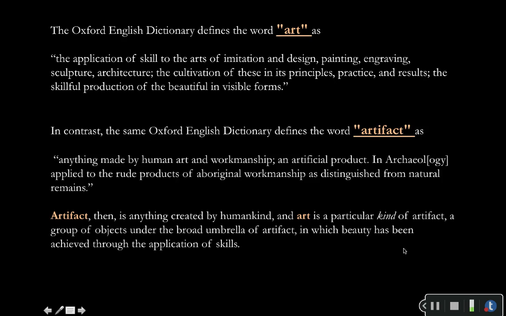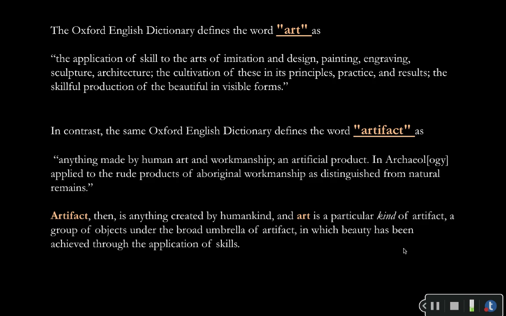But I wanted to start by thinking about this question of how art becomes an artifact. So for this instance, I've actually gone to the Oxford English Dictionary to define the word art. And this is what I found. It says, quote, the application of skill to the arts of imitation and design, painting, engraving, sculpture, architecture. The cultivation of these in its principles, practice, and results. The skillful production of the beautiful in visual forms, end quote. So notice that beautiful is important there, right? So the production of something beautiful.